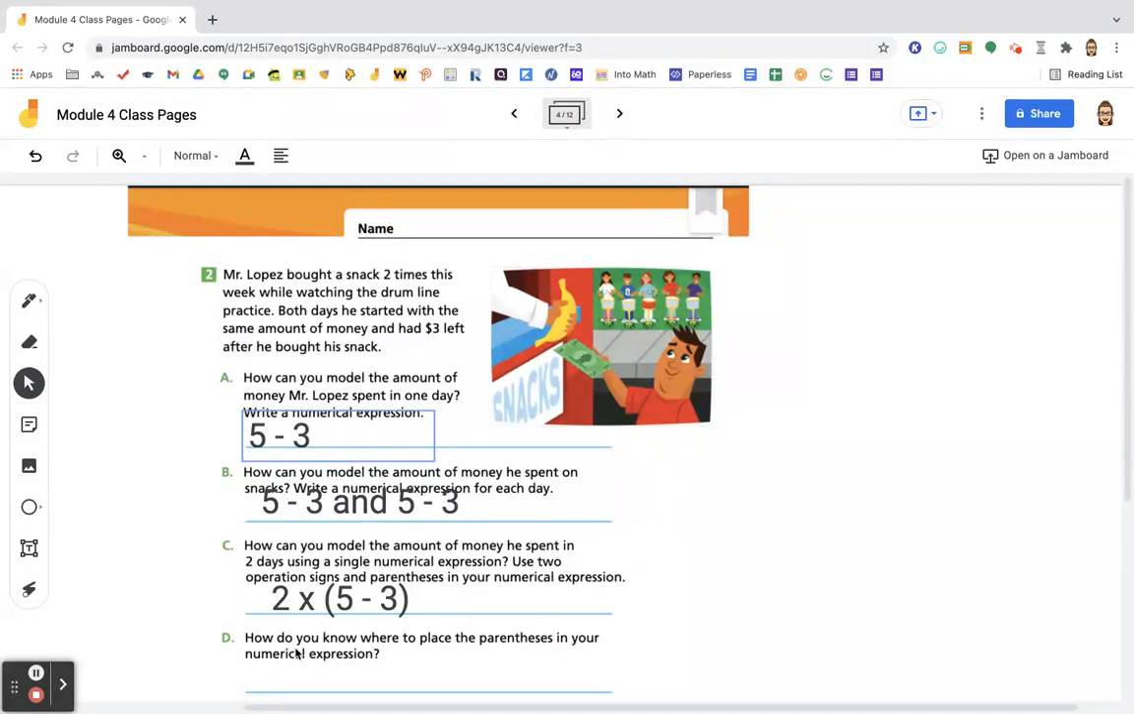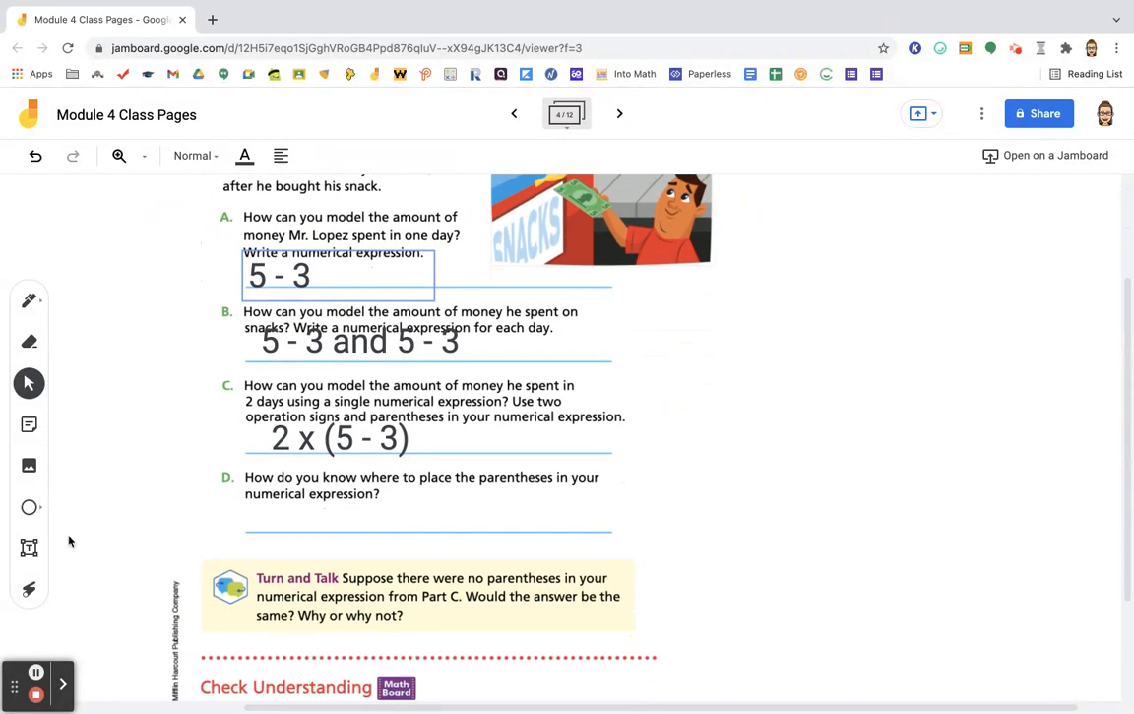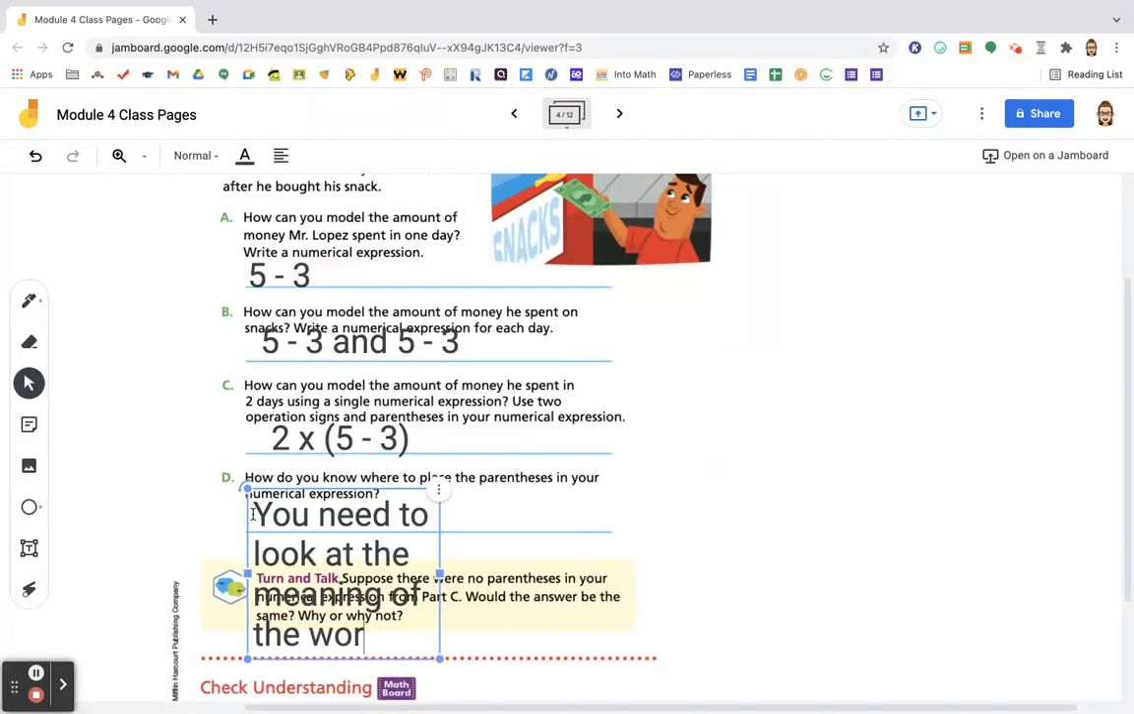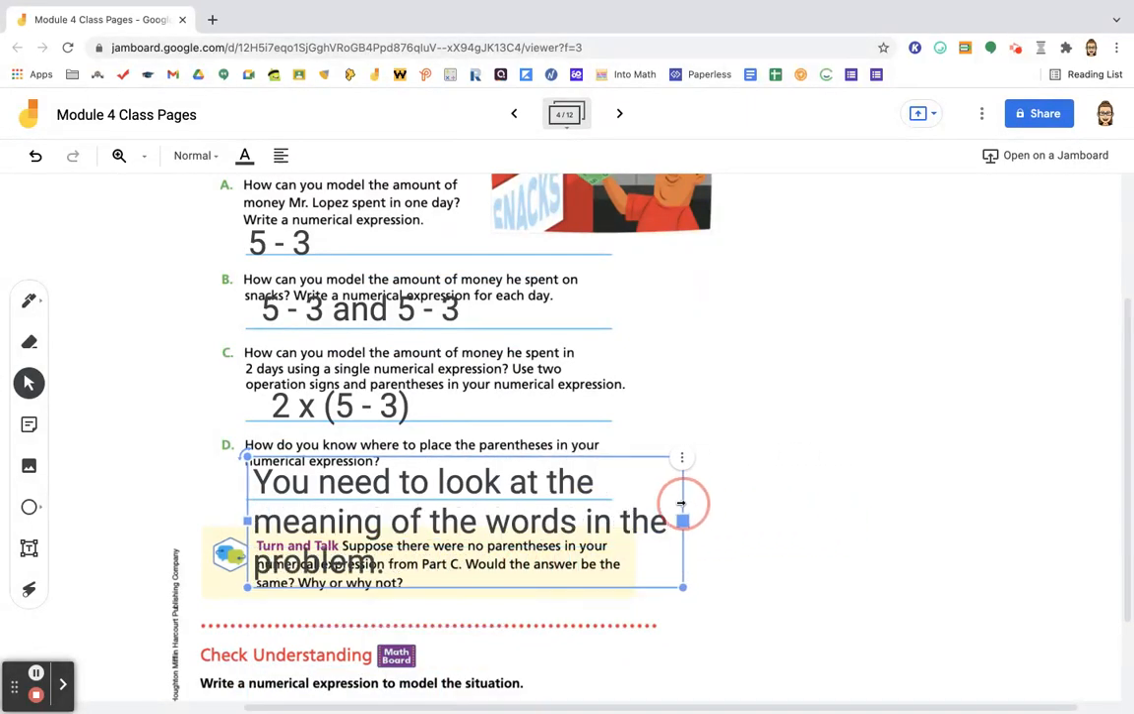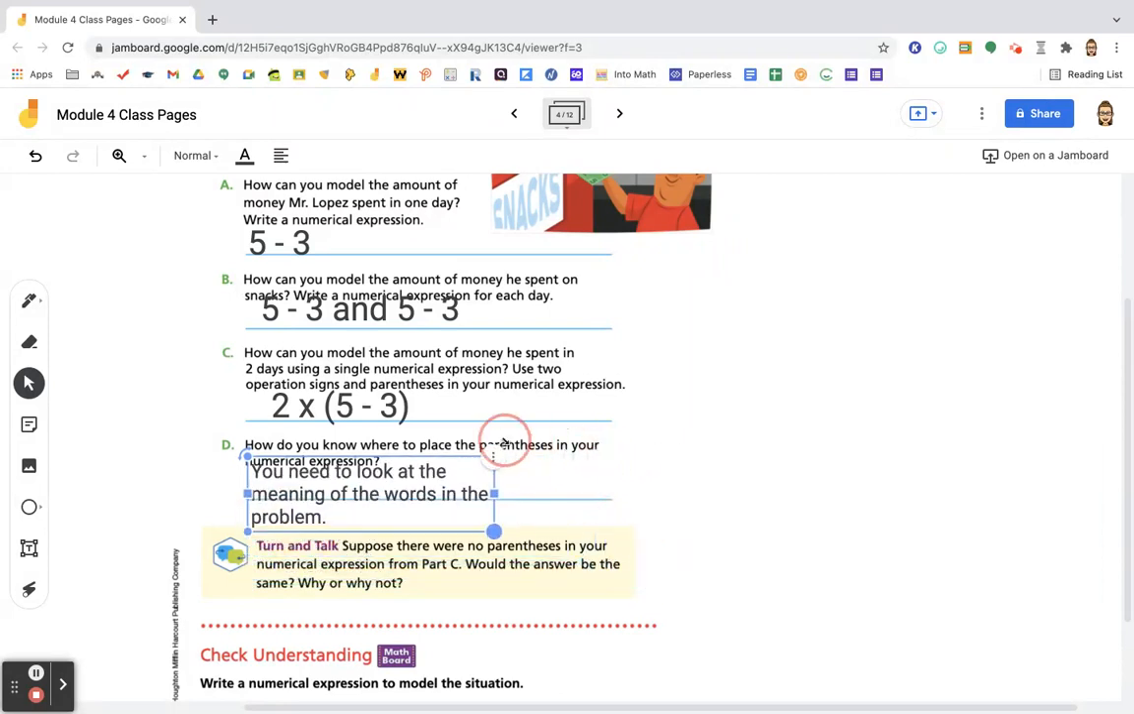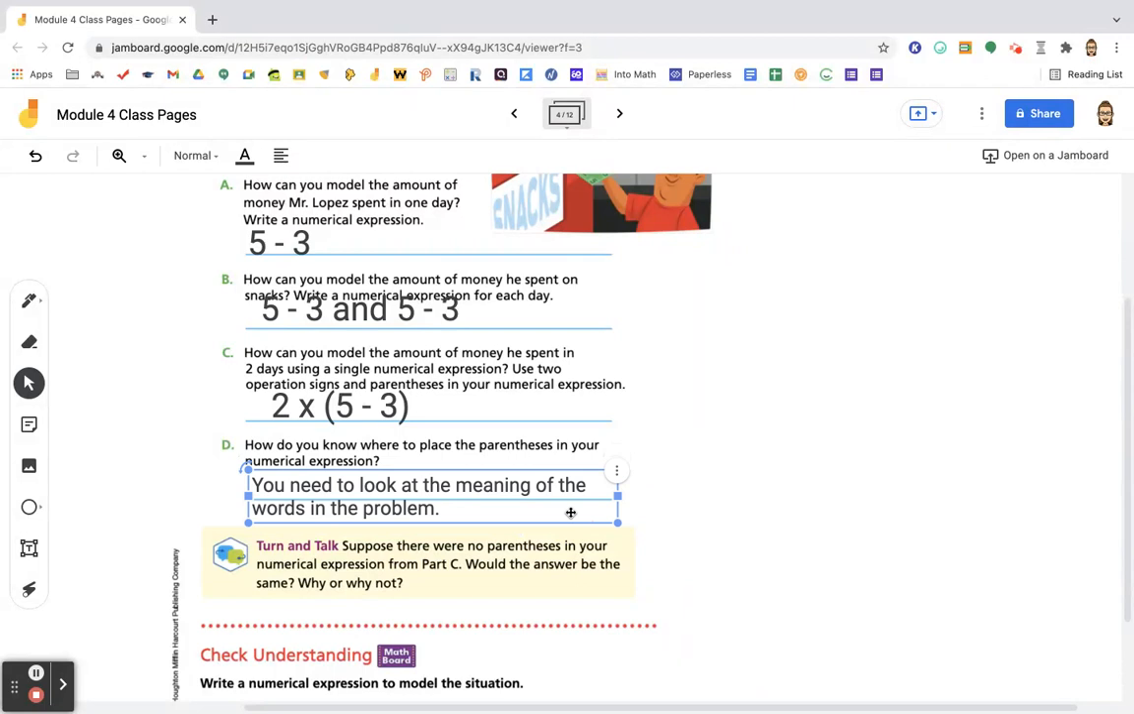So here it says, how do you know where to place the parentheses in your numerical expression? So basically, you need to look at the meaning of the words in the problem. So like I said, we put our parentheses around one day, then we want it two times that.